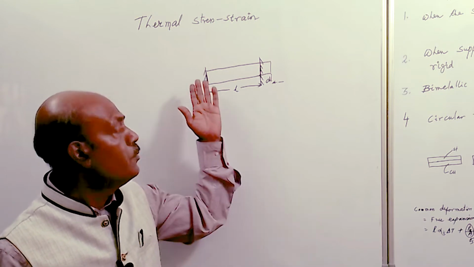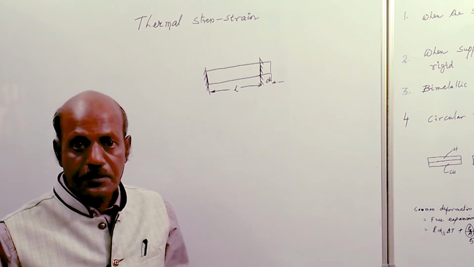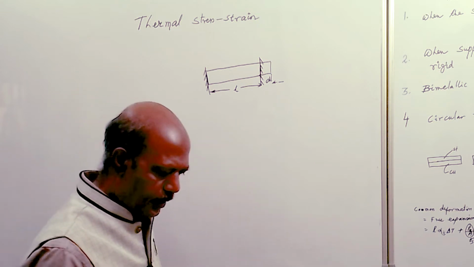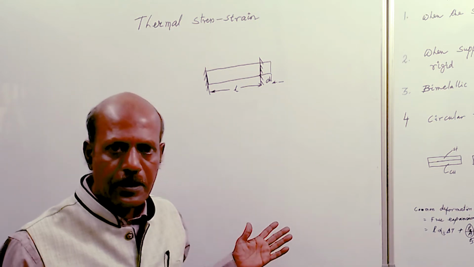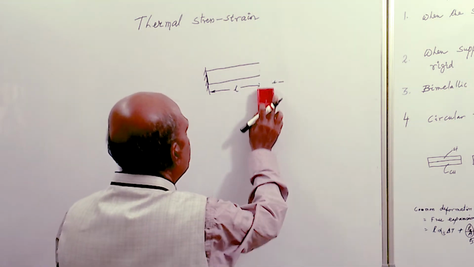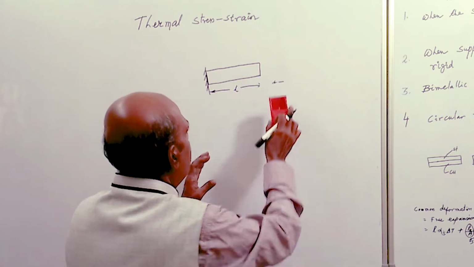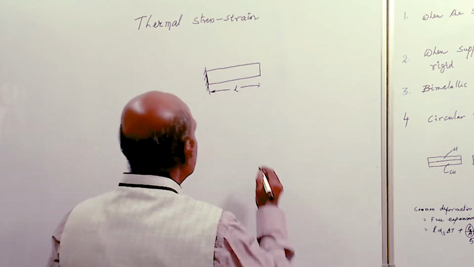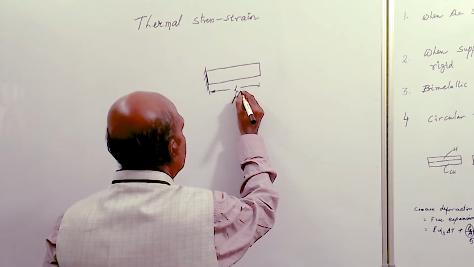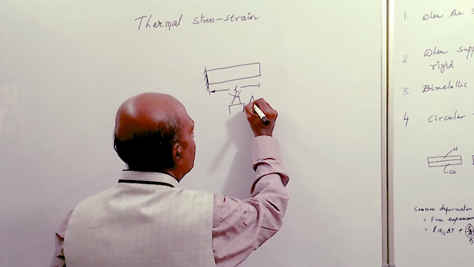Today we are going to discuss one of the most important topics of strength of materials, that is thermal stress and strain. In this topic, first we will see the general behavior. The general behavior is that whenever a body is heated, say a body of length L is given, and it is heated with a flame to some temperature, say the increase in temperature is delta T.